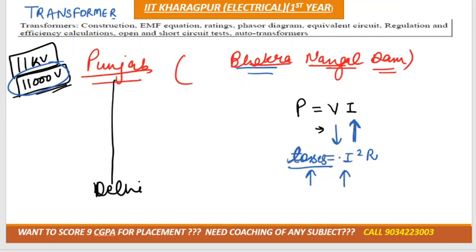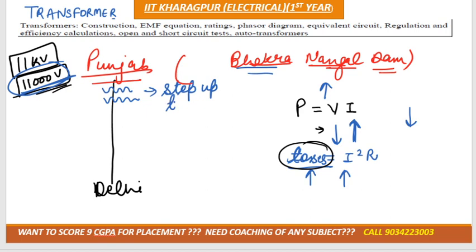If current increases, and we want to decrease our loss, correct? How can we decrease our loss? We want to decrease losses, so the voltage should be increased to a high level. For that we use a transformer, and that transformer is known as a step up transformer.